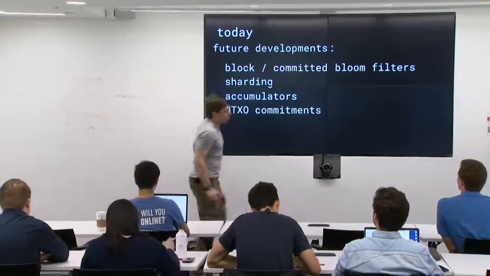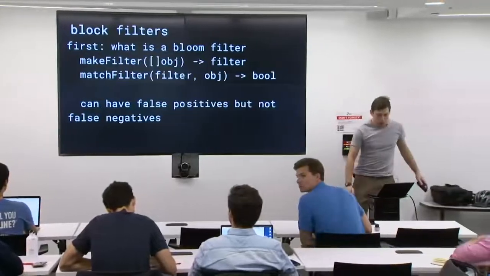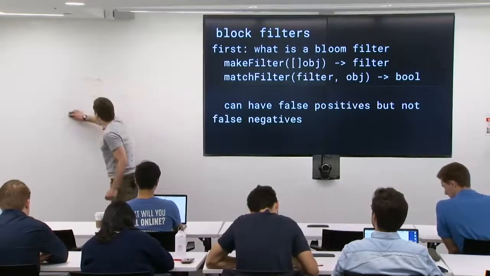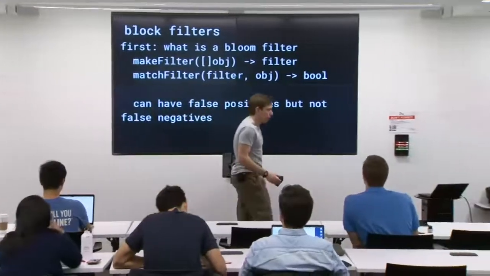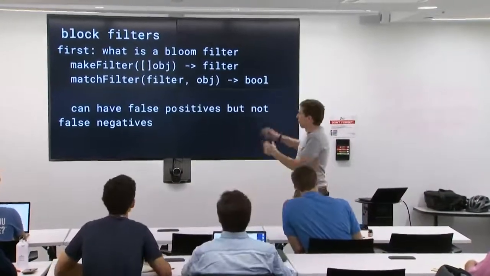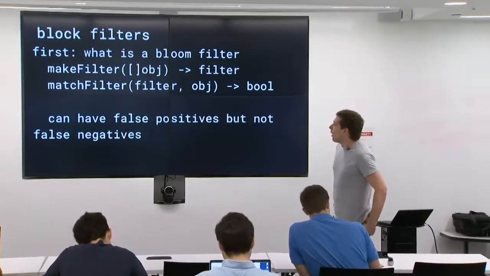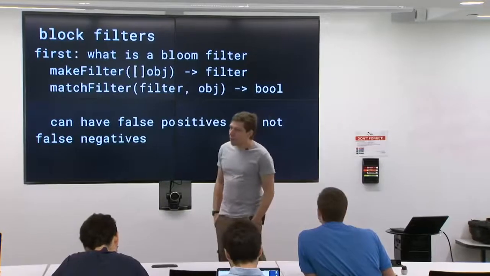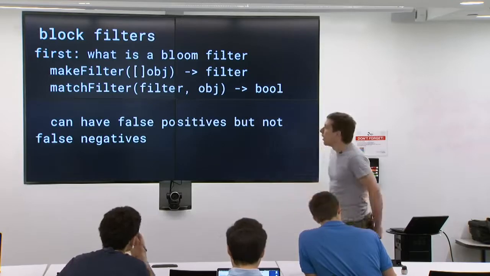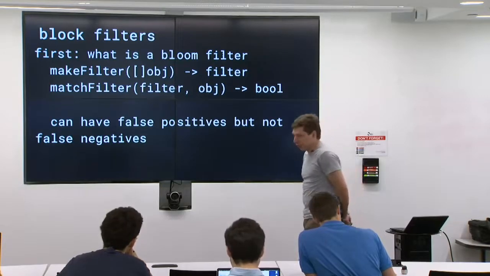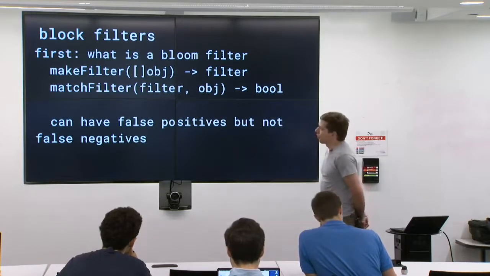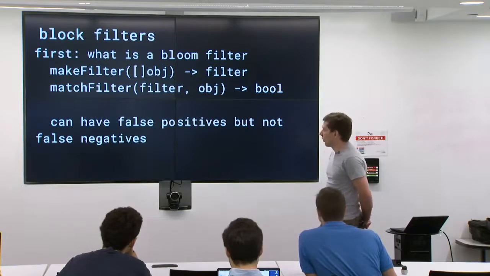Okay, so first one I'll talk about is block filters. I don't think I ever really talked about what a Bloom filter is. I'm still not really going to explain how they work, but here's the function prototype, the interface that Bloom filters have. You make a filter from a bunch of objects, and in this case objects are just strings of bytes. Bloom filters usually use hash functions under the hood. A lot of times they don't use cryptographic hash functions. They can use faster functions where there may be collisions, but in this case it's not a security problem.